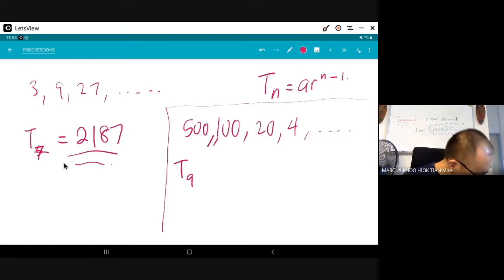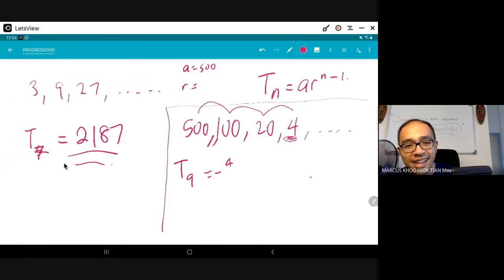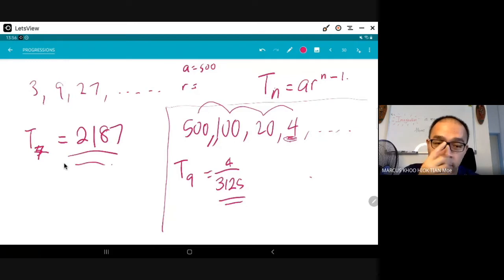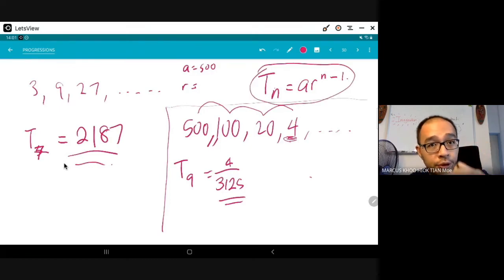Okay, try. R is 1/5. And then the answer is 4/3125. Yeah, correct. Dia memang akan mengecil, because it's going to go down. Okay, so itu adalah the first formula: how to find a number in a geometric progression in a certain position.